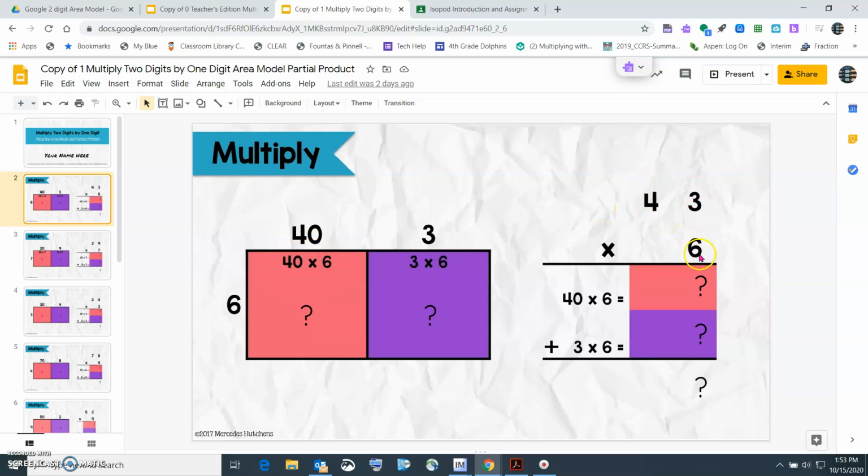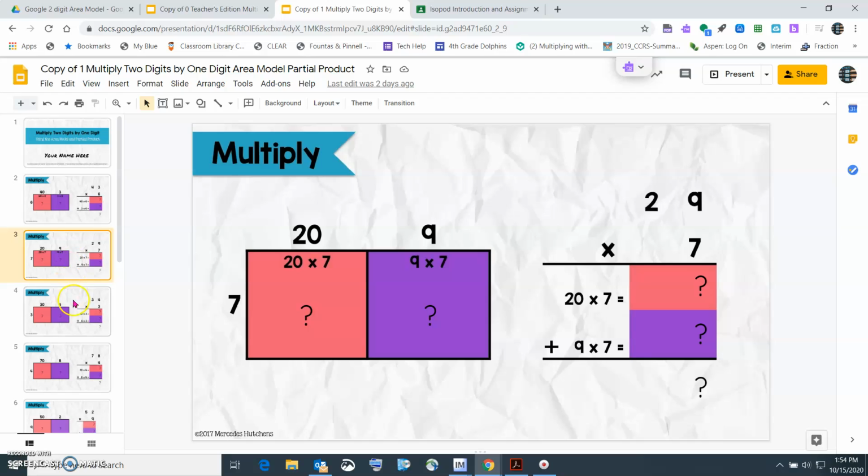So it's 43 times 6. They have already done your 6 times 40 and your 3 times 6 here, and they've already moved it over here for partial products. All you have to do is put your answers here where the question marks are. Notice that this pink box goes to this pink box. It's the same thing. 40 times 6, 40 times 6.